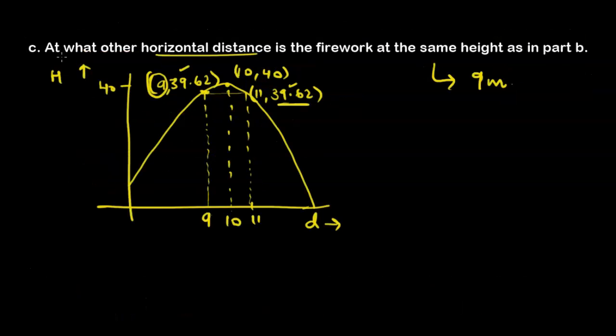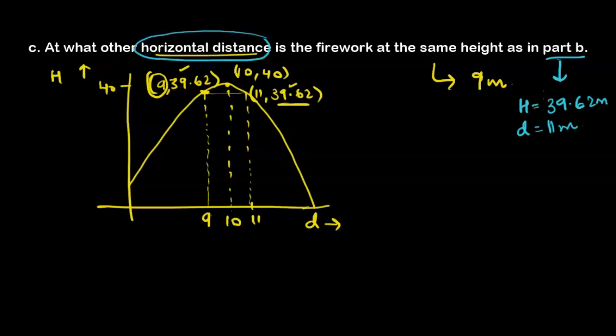The next part of the question says: at what other horizontal distance is the firework at the same height as in part B? Now part B gives us the height at which this firework explodes, 39.62 meters, and this is at a distance of 11 meters. They want us to find the other horizontal distance that has the same height, 39.62.